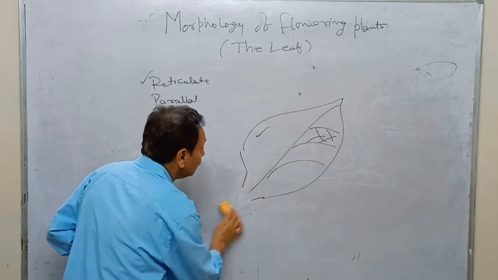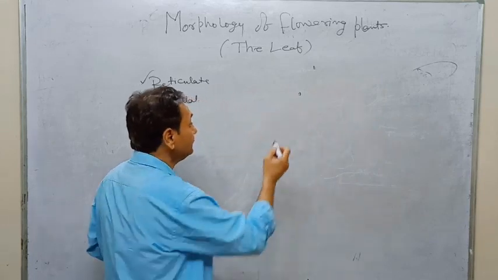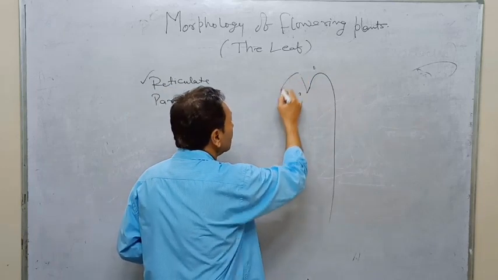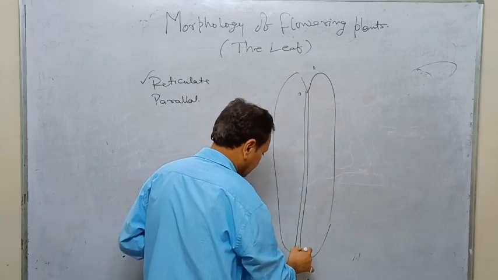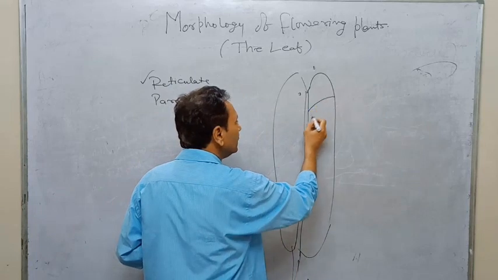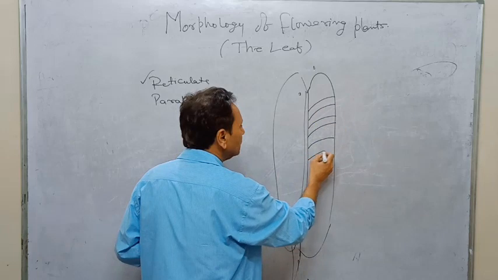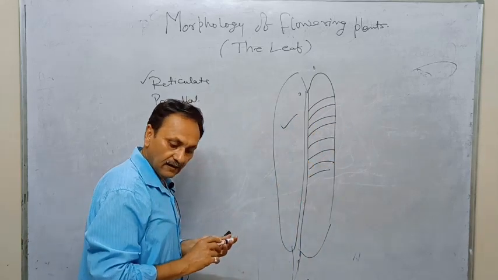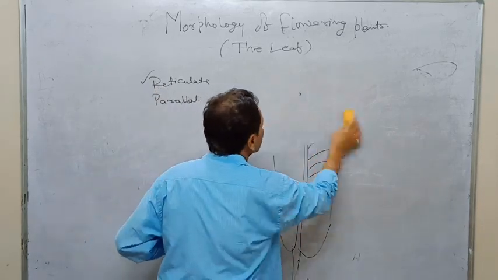Now the veins. In case of the banana tree, it has been observed that a long vein is present at the center. It is the midrib, and from the midrib so many veins originate but do not intersect each other. They are arranged parallelly. So this type of venation is called parallel venation. We will classify reticulate and parallel venation in different ways.